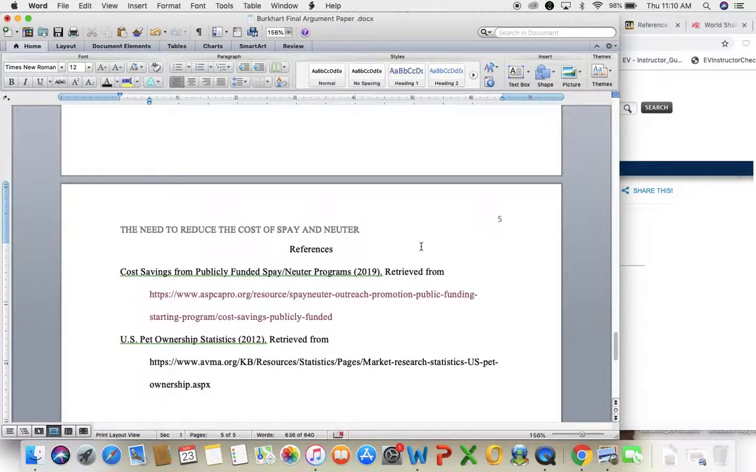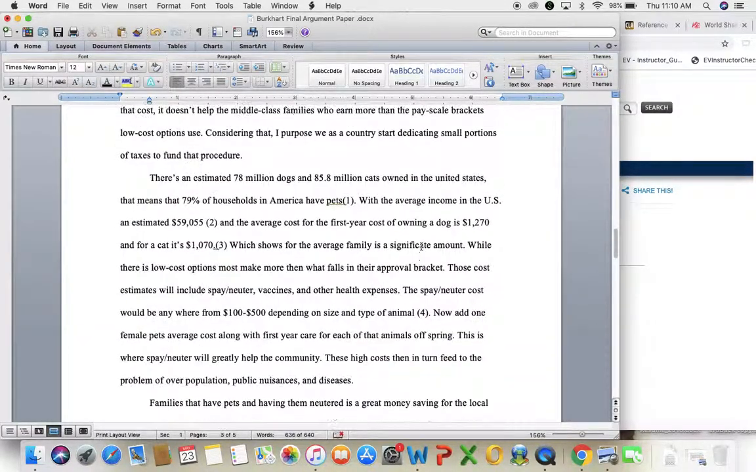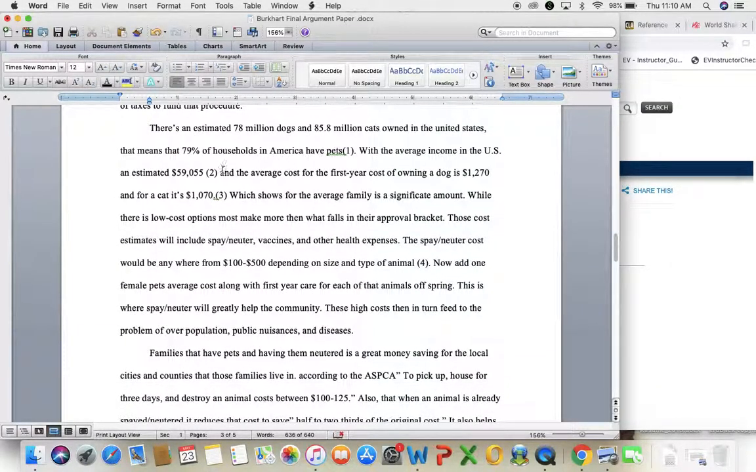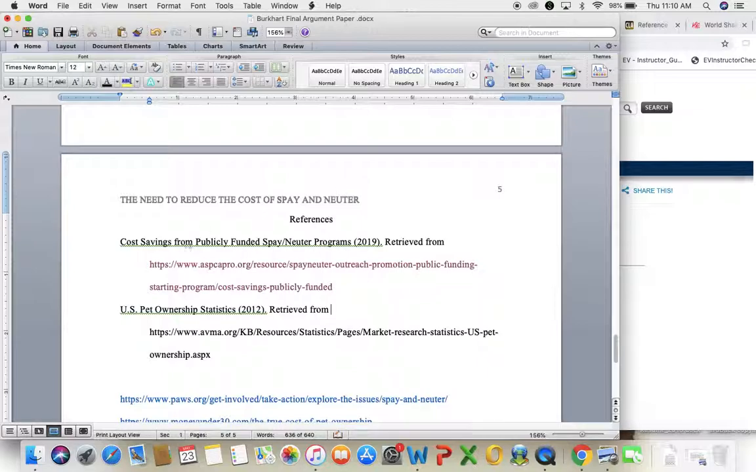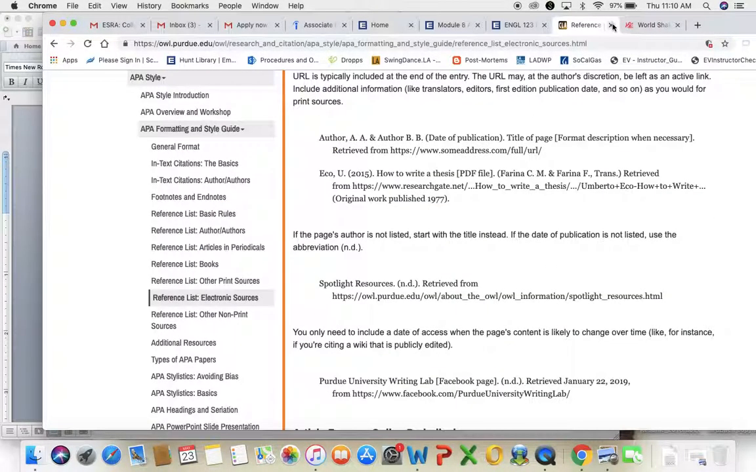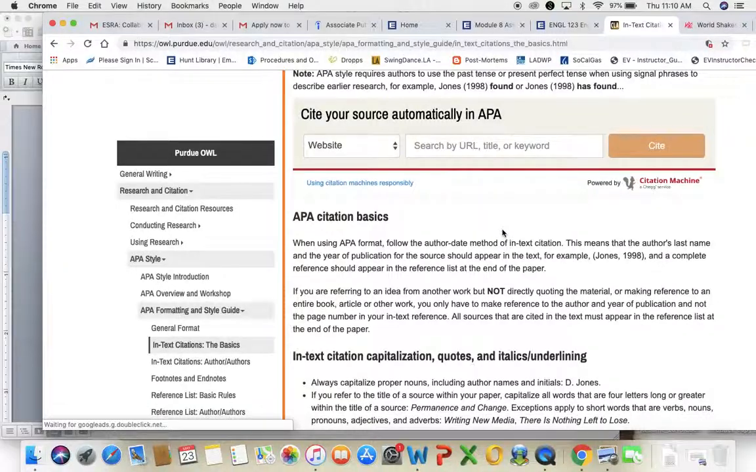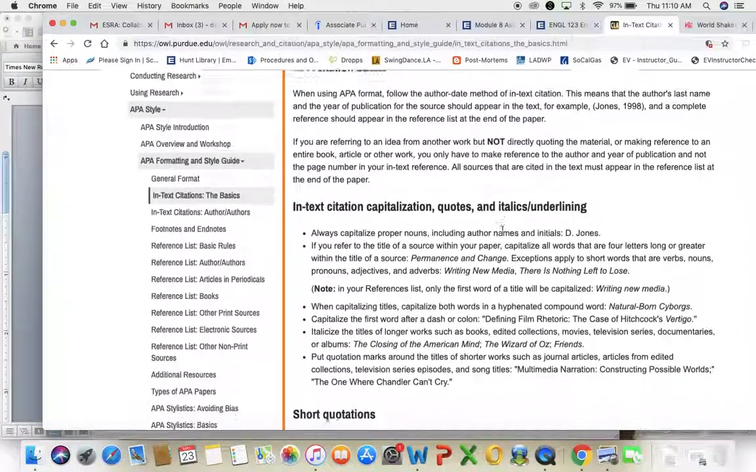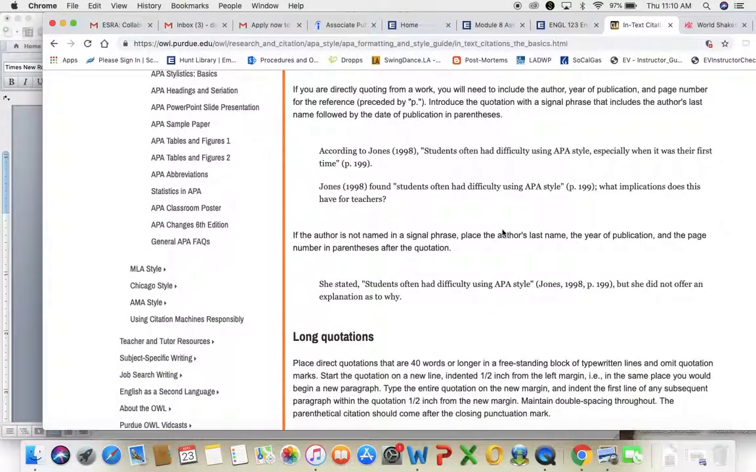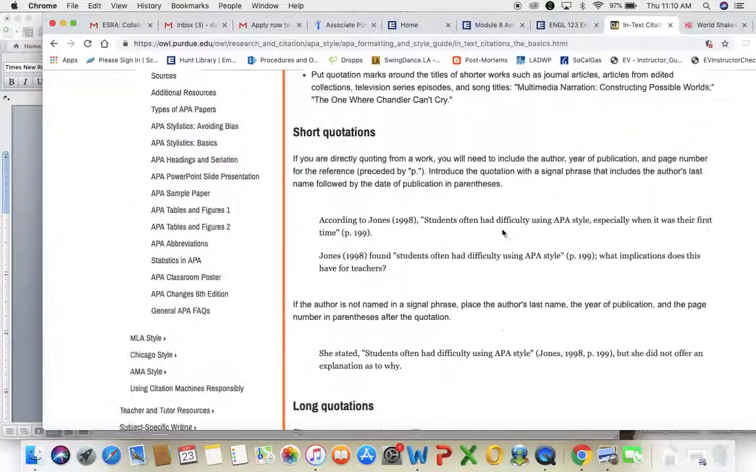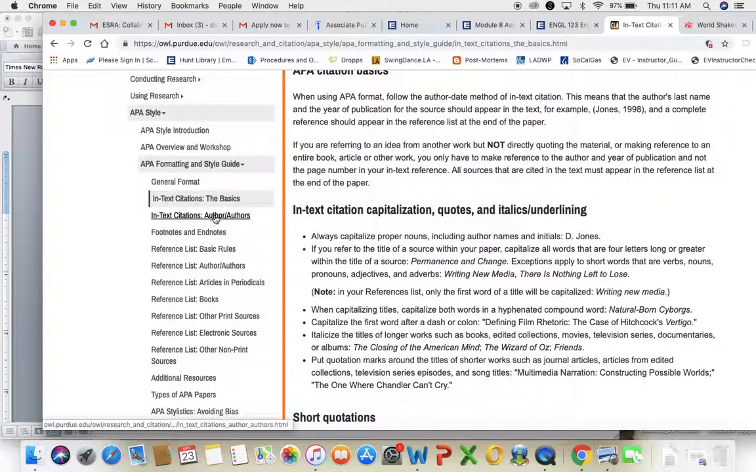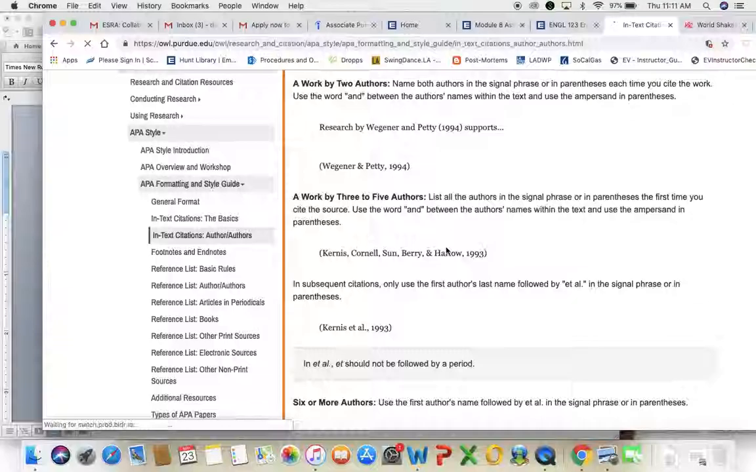So if we go back up to this paragraph where you have these 1, 2, and 3, I'm just going to presume, and I could be wrong, so you'll have to fix it if I'm not right, that it's this one because that was the first one listed. So when we do in-text citations, if we go back here, the OWL APA demonstrates how to do those in-text citations. I don't want the basics though. I mean, that would probably be fine.